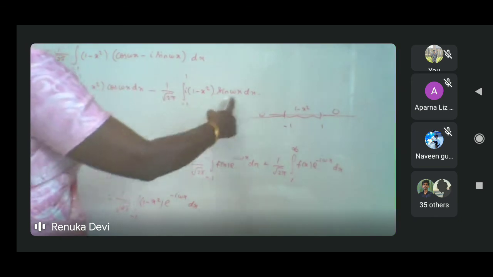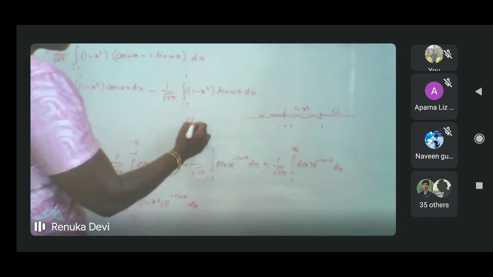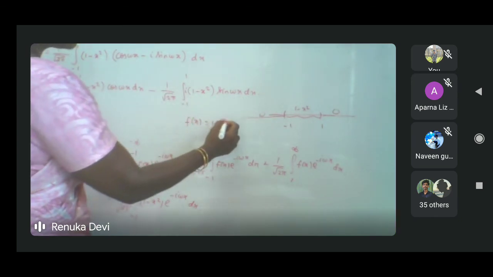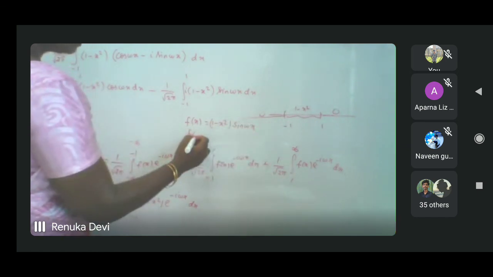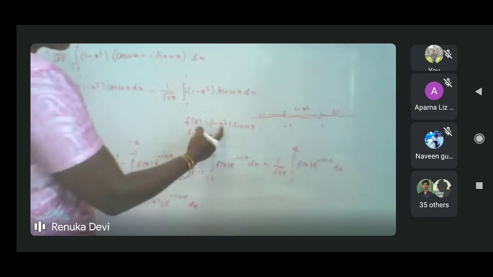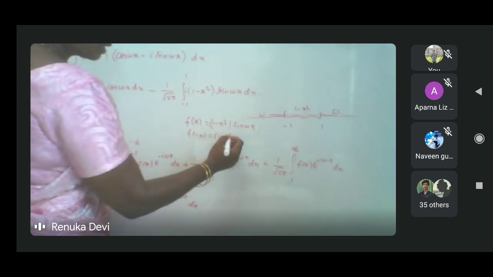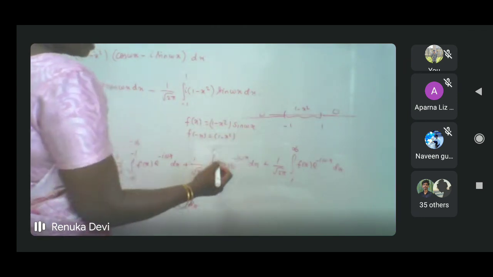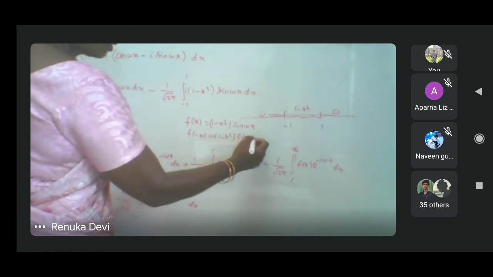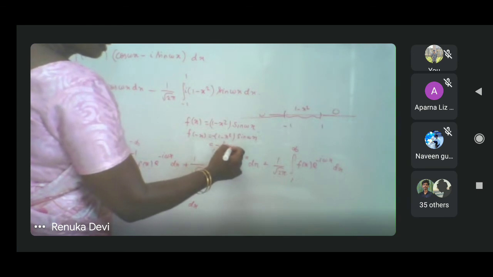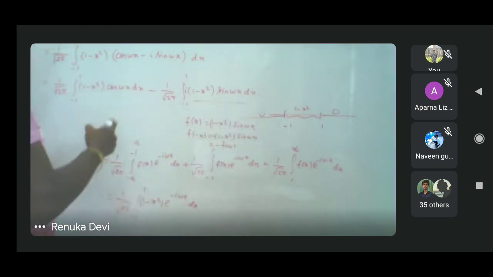Why is this an odd function? Here what is our f? f is 1 minus x squared into sin wx. So f of minus x, replace x by minus x: this is again 1 minus x squared, and sin of minus wx is minus sin wx, that is equal to minus f of x. Therefore, this is an odd function. This is an even function.